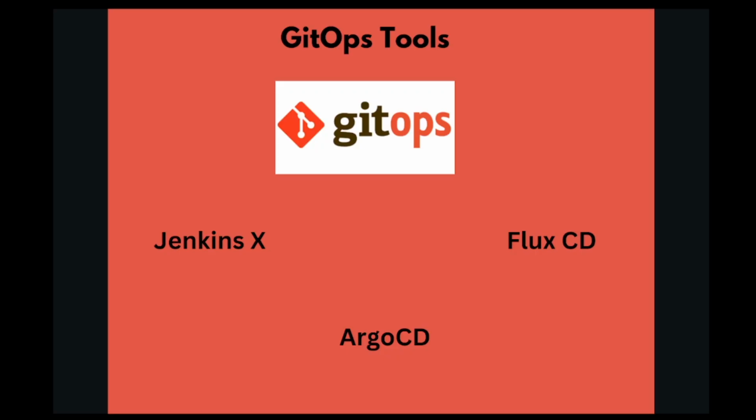Some examples of GitOps tools are ArgoCD, Jenkins X, FluxCD, and there are many other tools. These are the GitOps tools that are mostly used, and that is all about the GitOps principle and GitOps workflow.